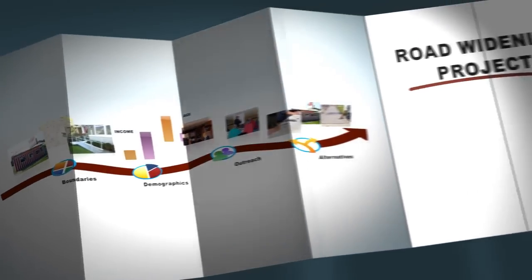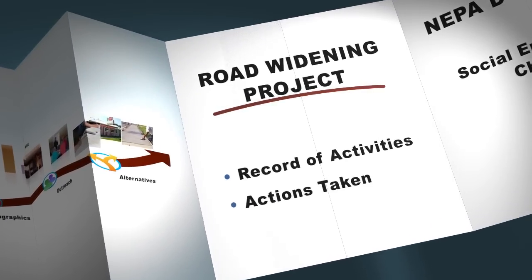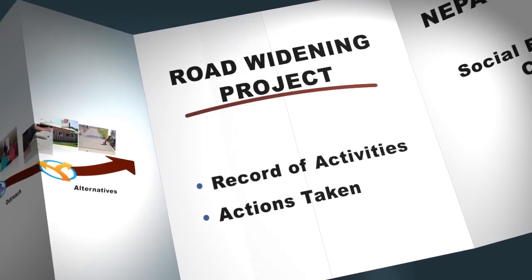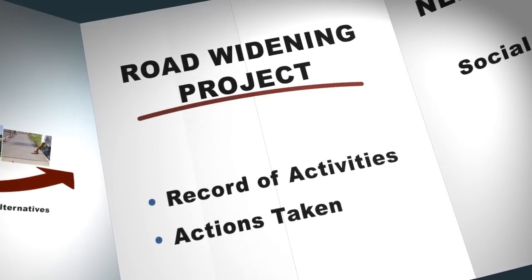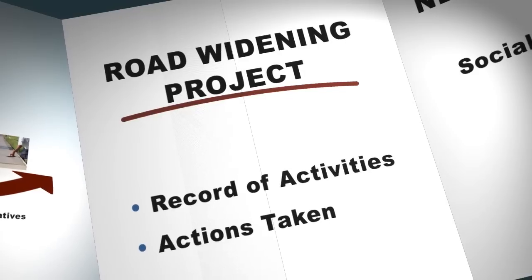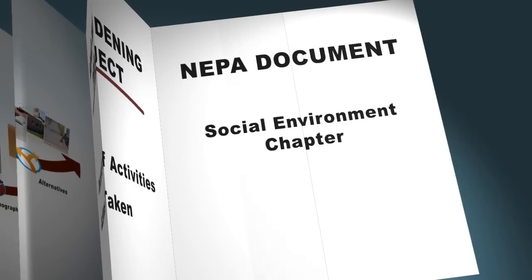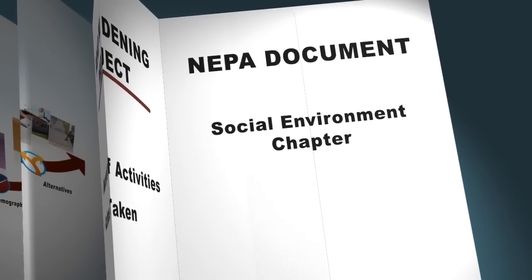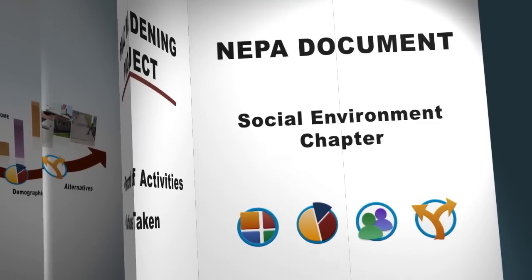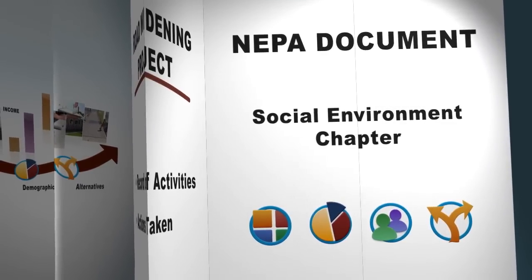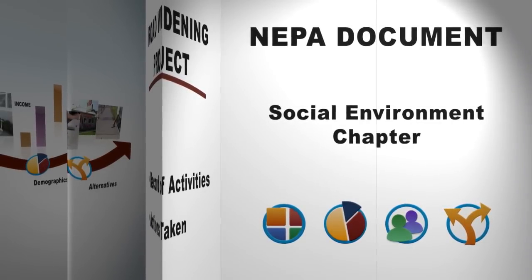Throughout, the project manager has kept a record of the public involvement activities and actions taken to address the community's concerns. This information is included in the Social Environment chapter of the NEPA document to support the decision to revise the project plans. As we've seen, all actions, including public involvement efforts, are documented. This documentation shows that you are conducting community outreach and that community input is being considered in project decision-making.